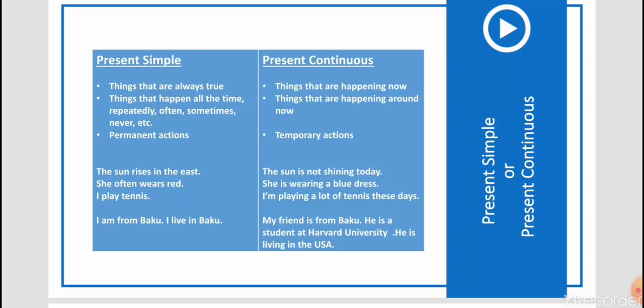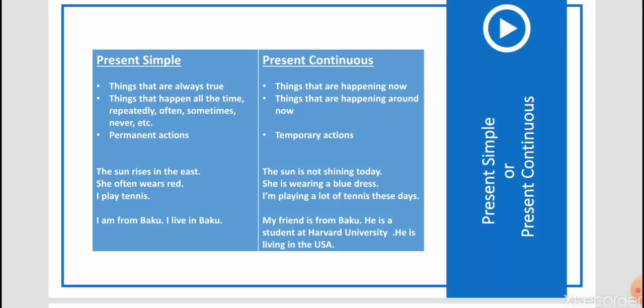Let's see some examples here. The sun rises in the east. It always happens. But the sun is not shining today, so it is a specific day, a specific period, and we use present continuous. She often wears red. It is her style. She is wearing a blue dress. But it is for the process of speaking, for the period of time that we are mentioning now.